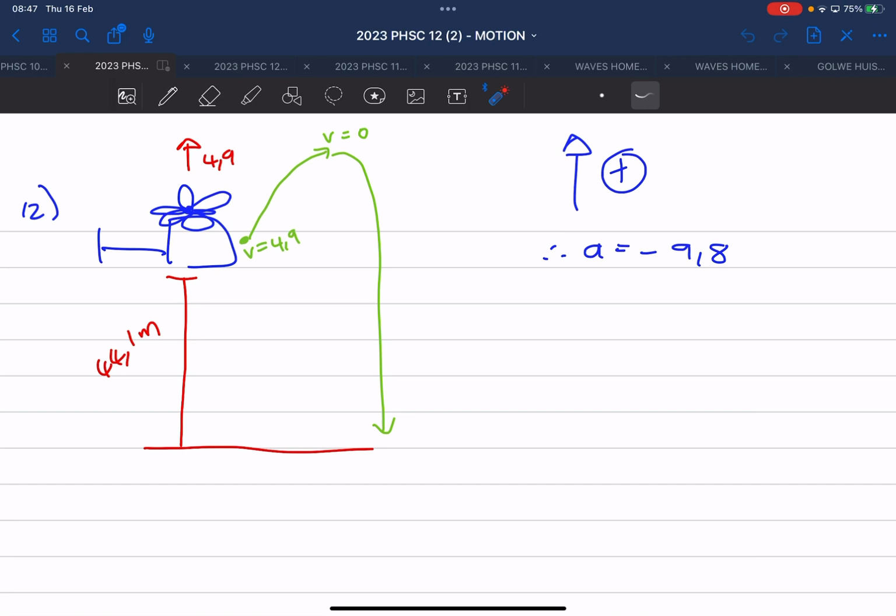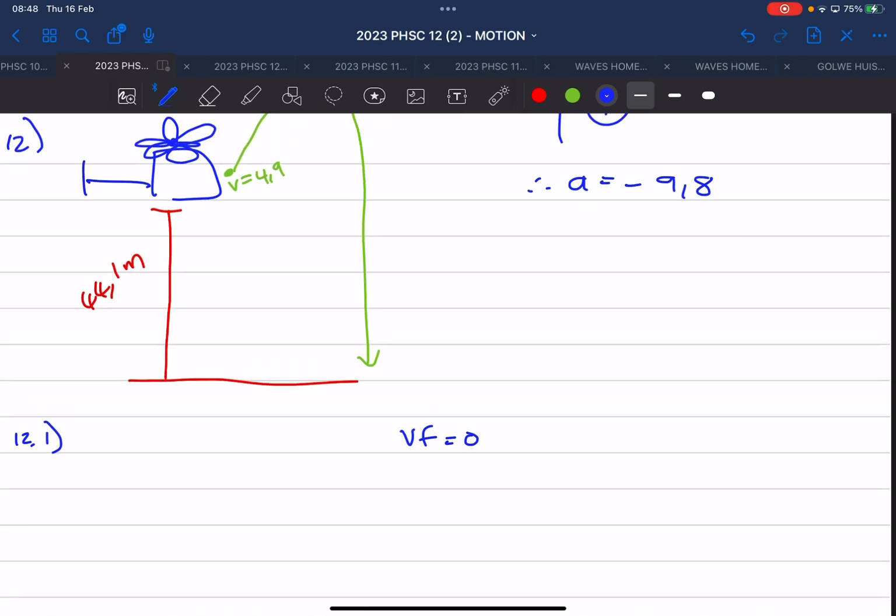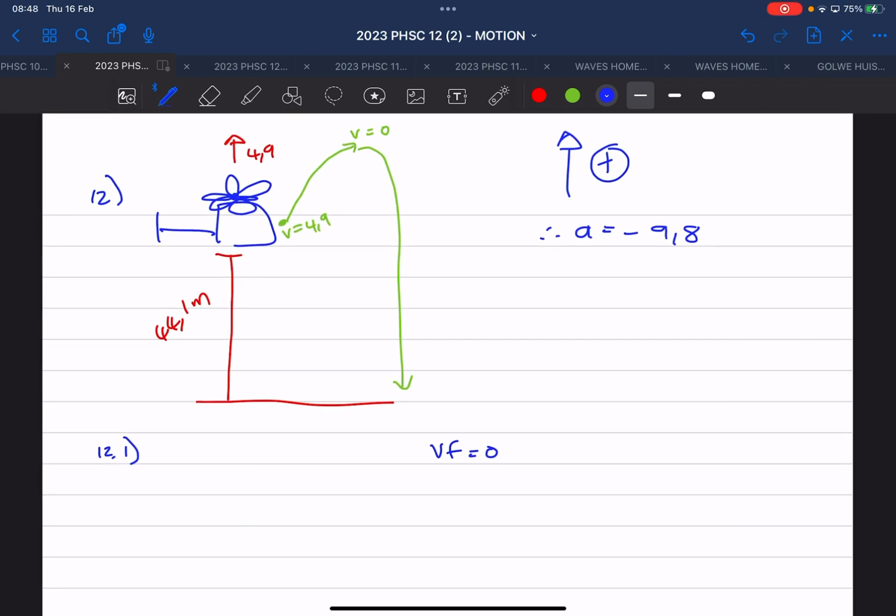Immediately if they say maximum height, in your head you must say, alright, for that to be true, the final velocity is 0. And I'm going to look from where the ball or the object is dropped until it reaches its maximum height. So that is the scenario I'm looking at. The initial velocity was 4.9. I don't have the time. I want to calculate the height, the displacement, and the acceleration is negative 9.8.